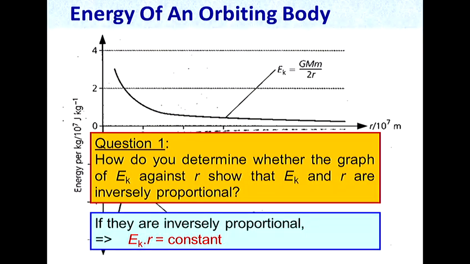So if you want to show that it is a constant, you must pick at least 3 points from the graph, find the product, and show that the 3 products are about the same. All 3 are constant before you conclude that EK and R are inversely proportional. But if I do 2 points and the products of the two values are already very different, do I need to go on to the third point? No need. If the 2 points already show that the products are very different, straight away you conclude that they are not inversely proportional. A third point is only necessary if you want to prove inverse proportionality.